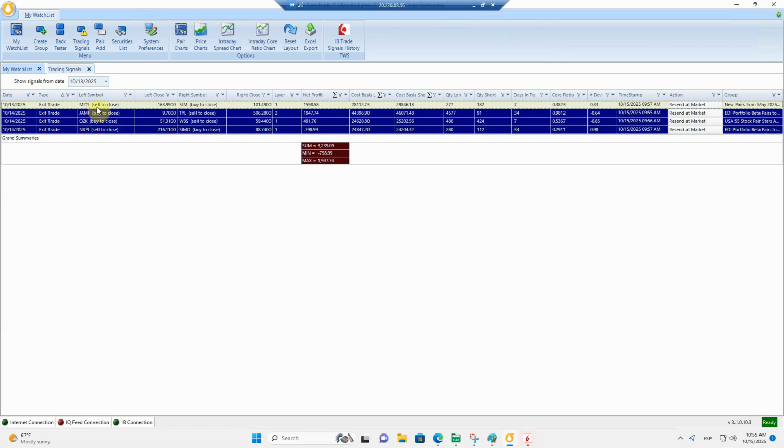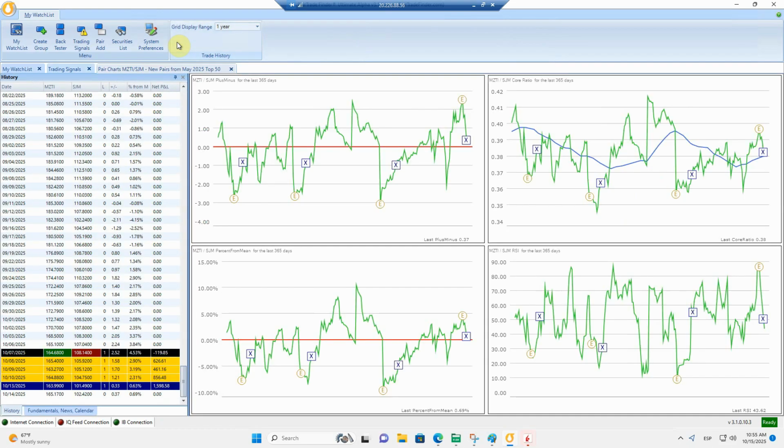Let's take MZTI SJM. And you can see that these pairs are just consistently generating trades, which are profitable. We have a win rate of about 71%. And here's an example. This top 50 was put together at the beginning of last week and sent out to our subscribers. Here's a trade that entered last Tuesday and then exited 2 days ago.